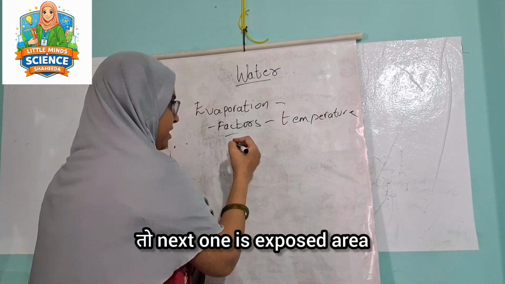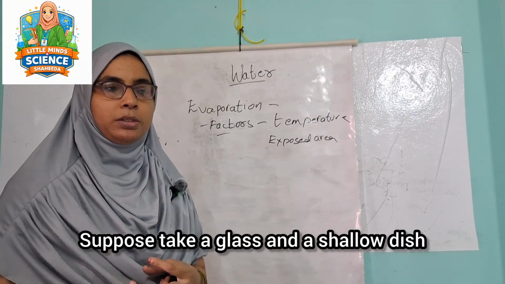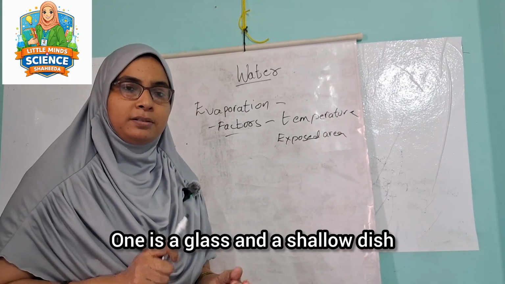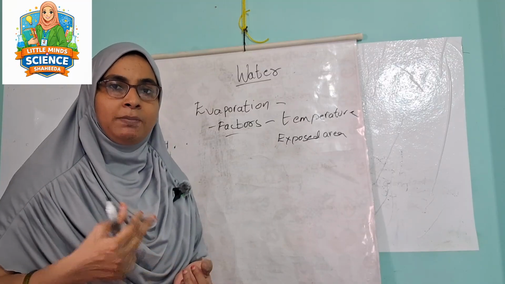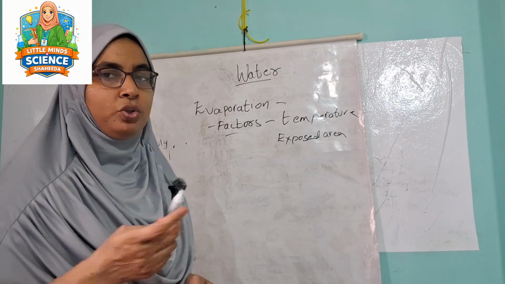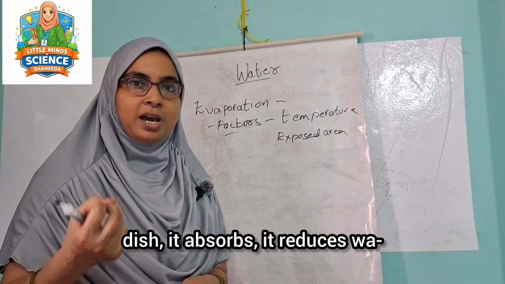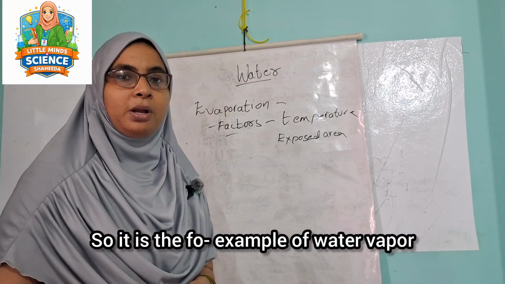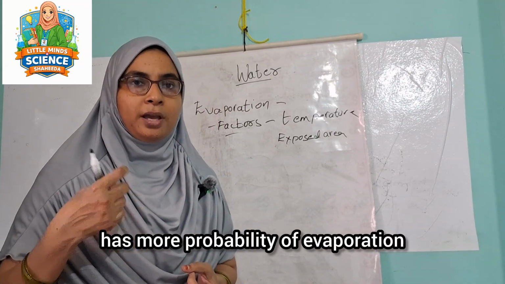Next one is exposed area. Take a glass and a shallow dish. Fill these two with an equal amount of water. Keep these two in the sunlight. Mark the level of water with a marker. Then you will see the shallow dish loses more water. So exposed area has more probability of evaporation.